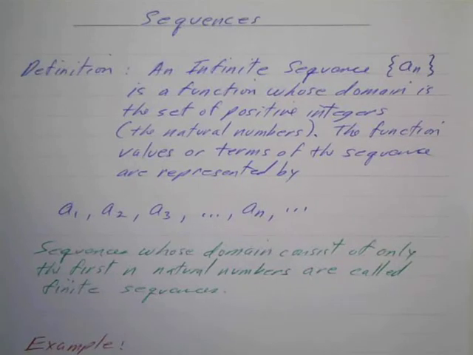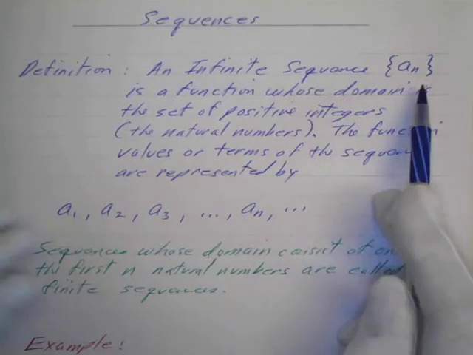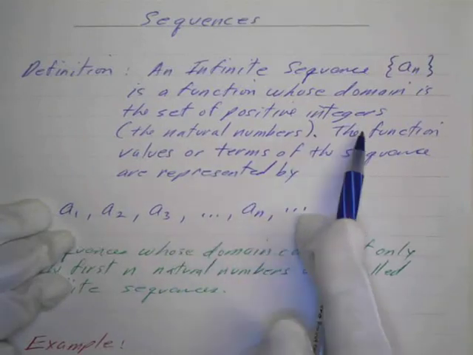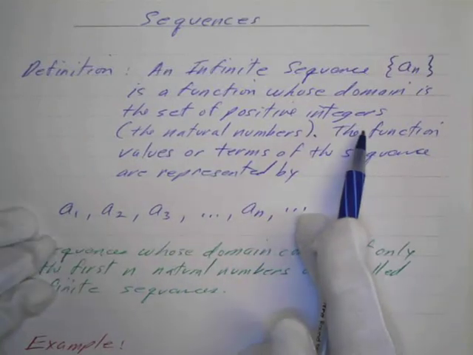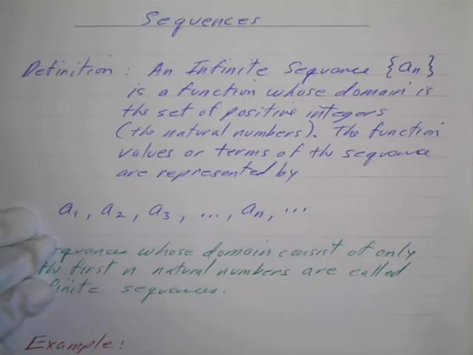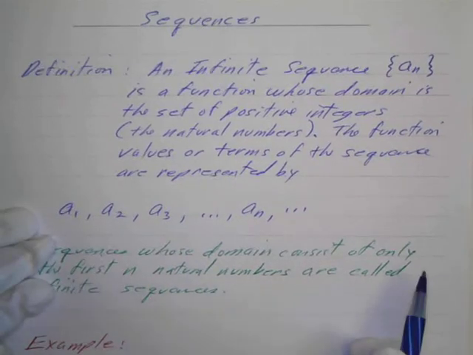So here's a few ideas on sequences, and here's a nice formal definition. An infinite sequence, and they can be notated with set notation, the set containing a sub n, is a function whose domain is the set of positive integers, and we can say that's the natural numbers being 1, 2, 3, 4, etc. Those are positive integers.